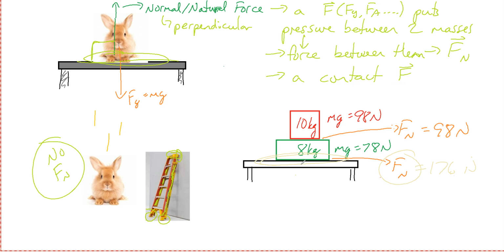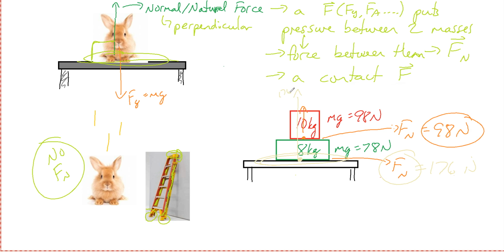But with that 10 kilogram box on top of it, it really increases the amount of pressure and the normal force between them. So between the red box and the green box, there's a normal force of 98, pushing straight up, perpendicular to the surface. And for the green box, there's a normal force between the table surface and that box, pushing straight up with 176, also perpendicular to the surface.